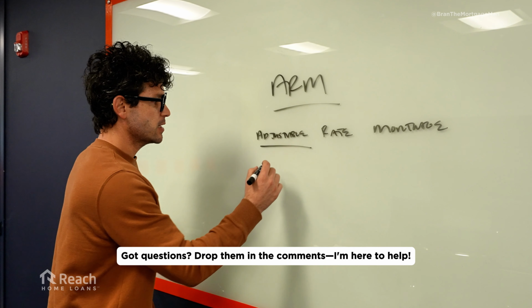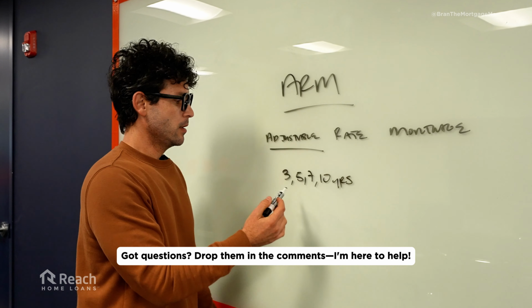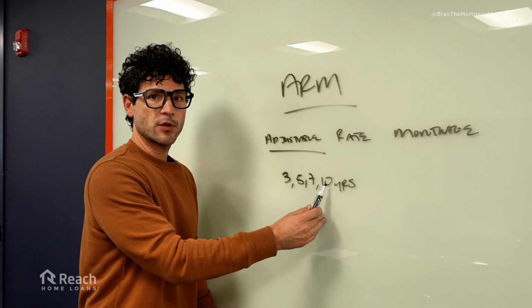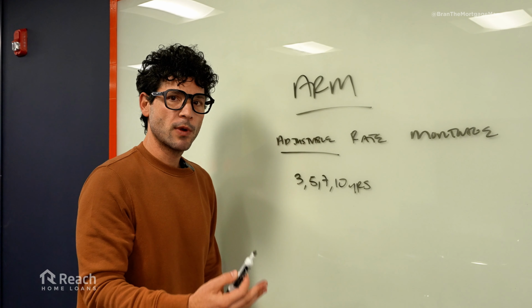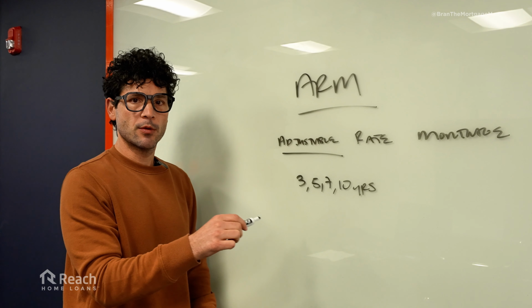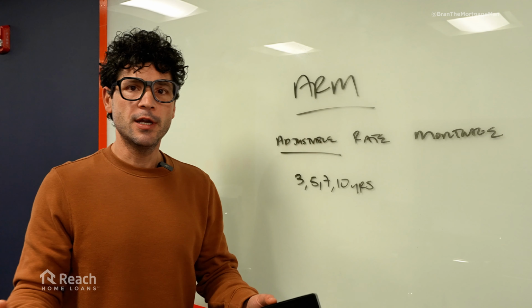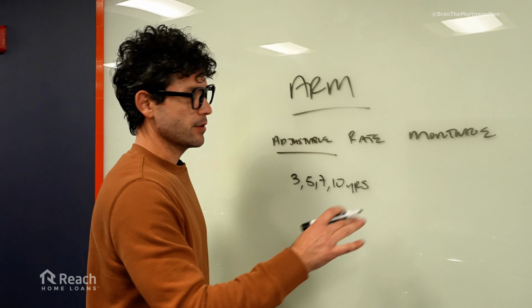Most adjustable rate mortgages have a fixed period of time at the beginning of the loan. The most common fixed periods are 3, 5, 7, and 10 years. So fixed for the first 3 years, fixed for the first 5 years, fixed for the first 7 years, or fixed for the first 10 years. The shorter the fixed period, the lower the rate will tend to be. These are 30-year mortgages. So the monthly payment is still based on 30 years, just the rate will not stay fixed for all 30 years. So just keep that in mind.